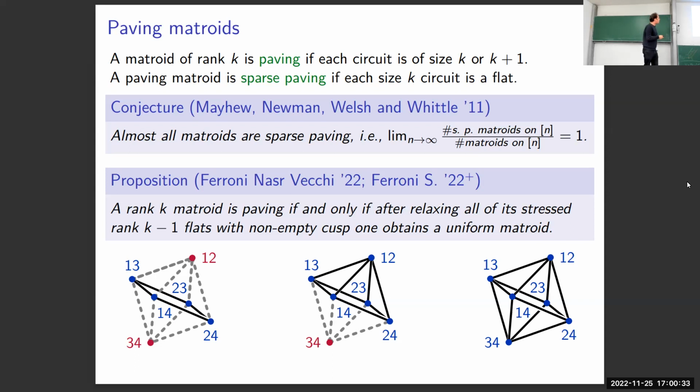Why are they in particular interesting? Because there's this conjecture that almost all matroids are sparse paving. So by understanding these matroids, you have understood most matroids. I gave you this reference from 2011, but this conjecture is much older. I think it's from the 70s.